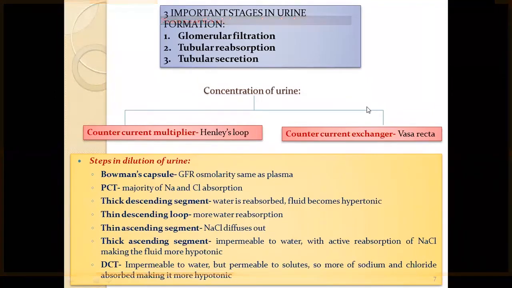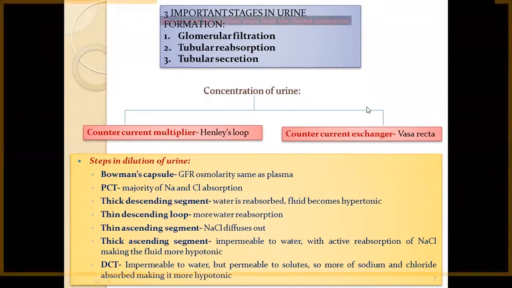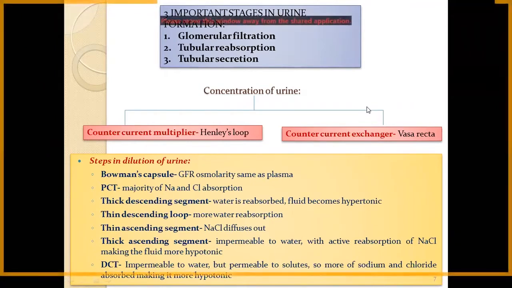The next two stages occur in the tubules, that is in the proximal convoluted tubule, the Henle's loop, and the distal convoluted tubule. These comprise reabsorption. Reabsorption is where high threshold substances are completely reabsorbed. Most of the reabsorption occurs in the proximal convoluted tubule.